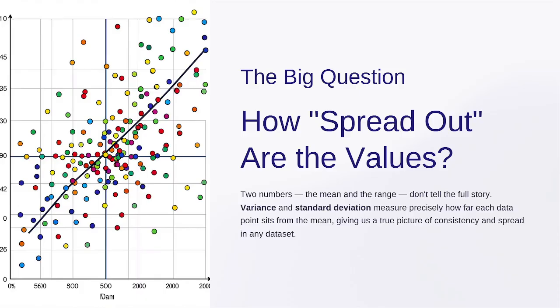No. In class A, the marks are very close to 50. In class B, the marks are spread far away from 50. So the mean alone cannot tell us the full story. So we need a measure that tells us how far the values are from the mean. That is where variance and standard deviation help us.